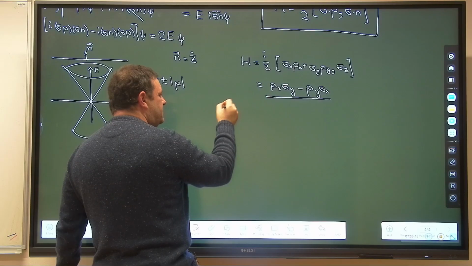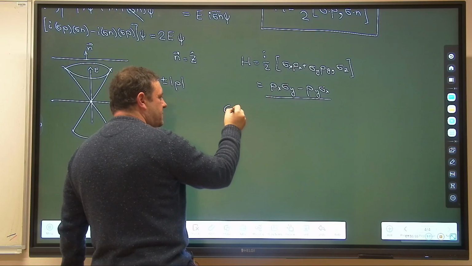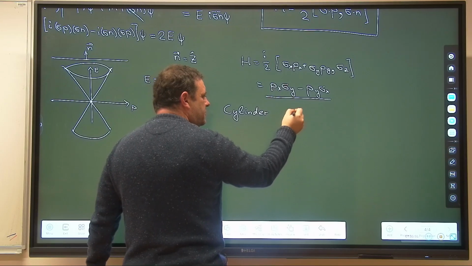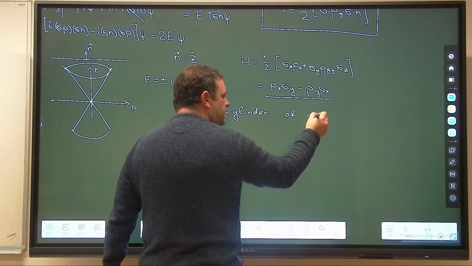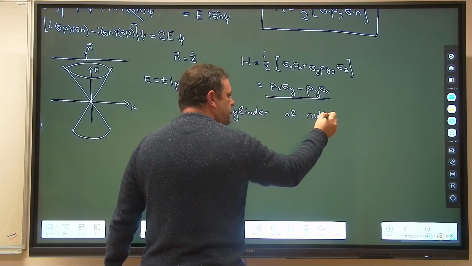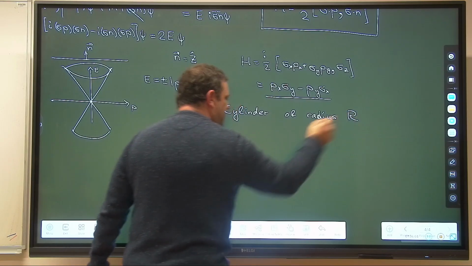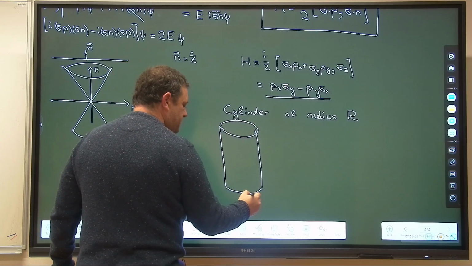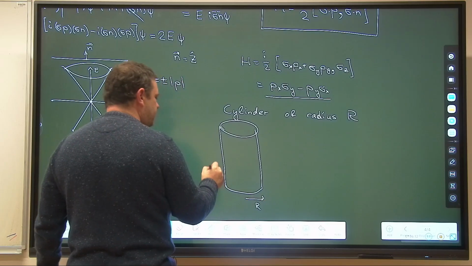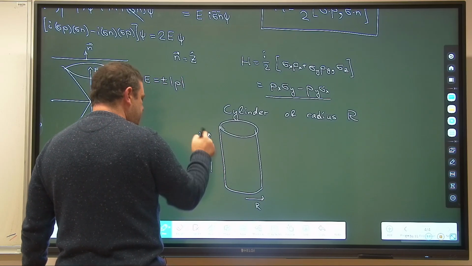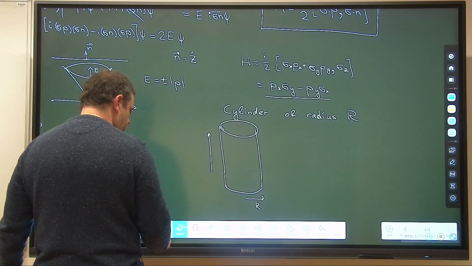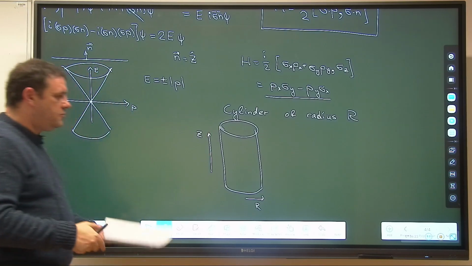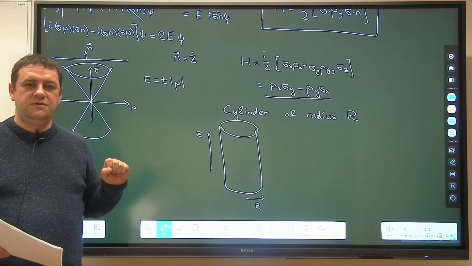Consider a cylinder. A cylinder is a simple thing, right? A cylinder of radius r. It's like this. There is a radius r, and it's infinite in the z direction. And this cylinder is actually made out of this topological insulator. So there are states on the surface, but no states in the bulk.